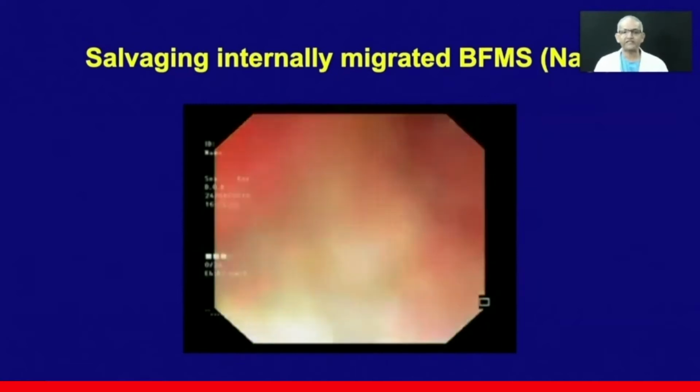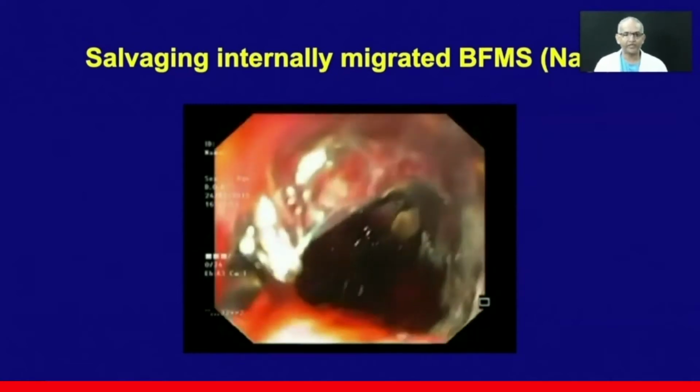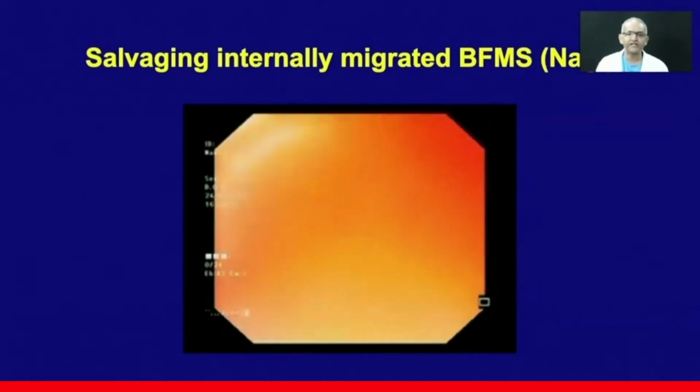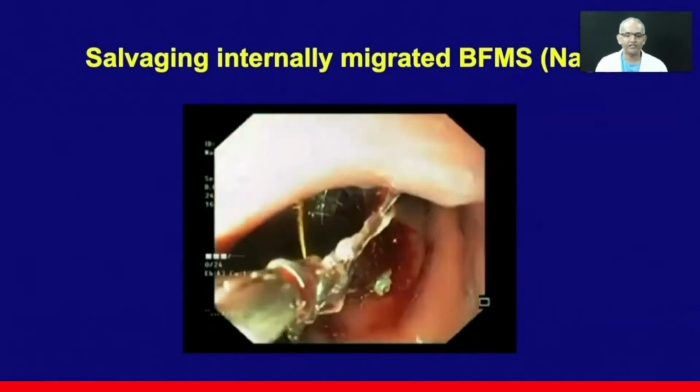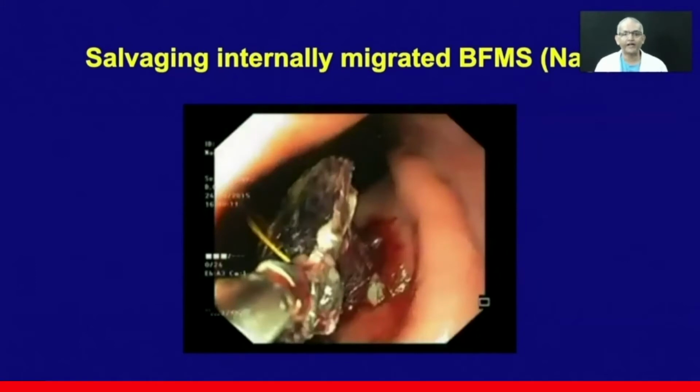We caught this metal stent at the edge with a foreign body forceps and gently teased it out into the gastric lumen. As you can see on the screen, the stent comes back in position. So not only have we saved the stent, we have saved the patient, we avoided unnecessary surgery.